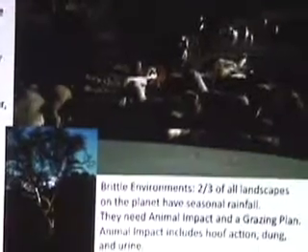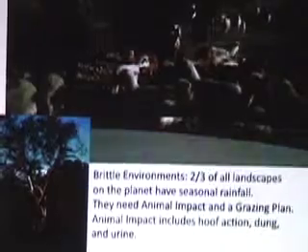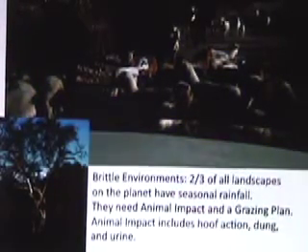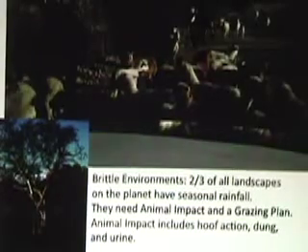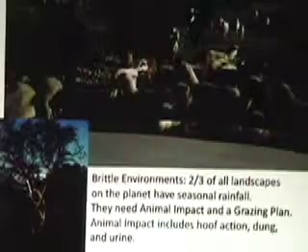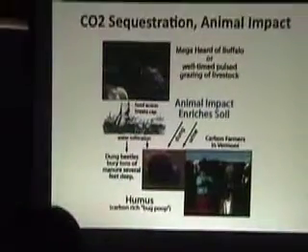Brittle environments, two-thirds of all landscape on the planet, have seasonal rainfall, which implies they have dry seasons. How do we help nature store the water to get through the dry season? How do we become part of that process? And what are we doing wrong now? So grazing is timing. So let's get into that.